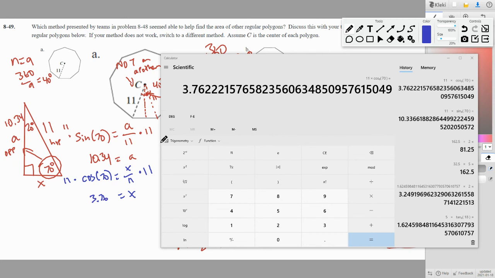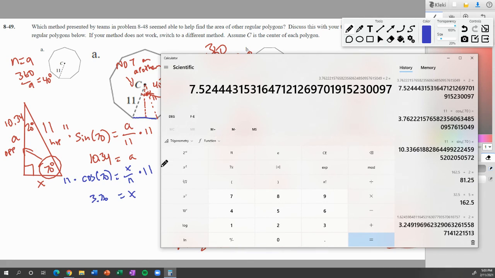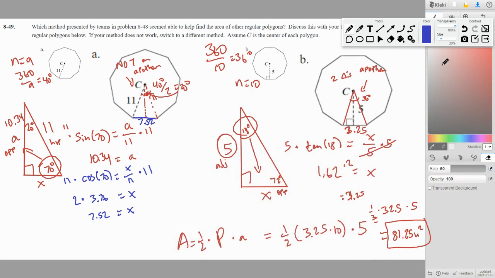But I need the whole side length. I need the whole base of the triangle. This is just half of it. So I'm going to multiply this number by 2. Should get us 7.52. So 7.52 is the side length of this nonagon.